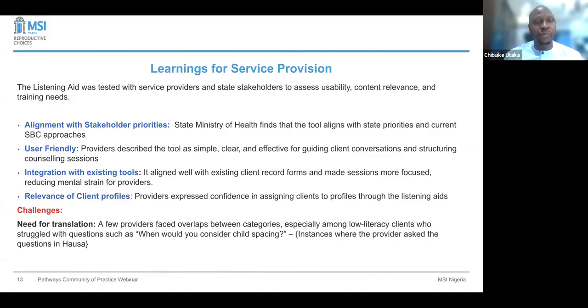It had gone through various processes in development, so it's very easy to use, very clear, and they found it very effective in structuring their conversations when they are having counseling sessions. Now, we also wanted to find out how this tool integrated with the existing tools, like I mentioned. In as much as we have job aids that service providers use, they felt that this is not an additional burden for them. It doesn't create an additional layer of work for them, so it aligns with the existing tools that they have.